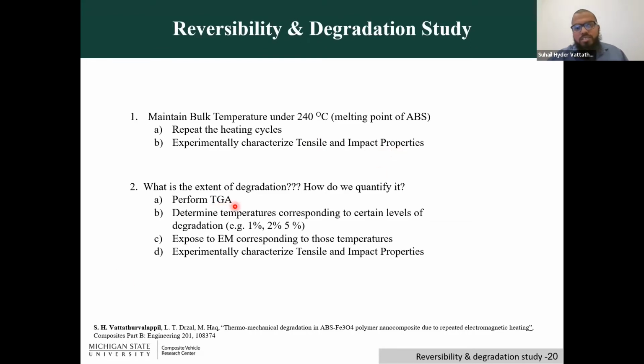And also we did a TGA, the thermogravimetric analysis, to understand at what temperature the polymer fully loses its constituents. We measured the 1%, 2%, and 5% mass degradation. At what temperature do these things happen? And also we wanted to see, at 1% mass degradation, what is its mechanical property? At 2% and 5%? Because sometimes there is a possibility that your EM heating may extend over 240 C. And when you go beyond 240 C, what will happen to the mechanical strength? So these were the studies that we conducted.